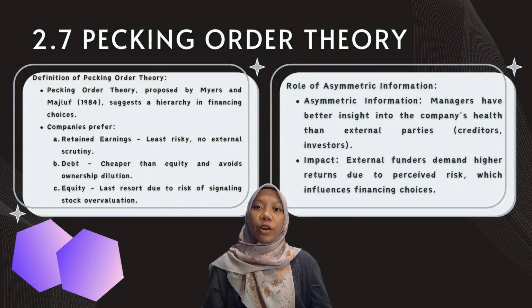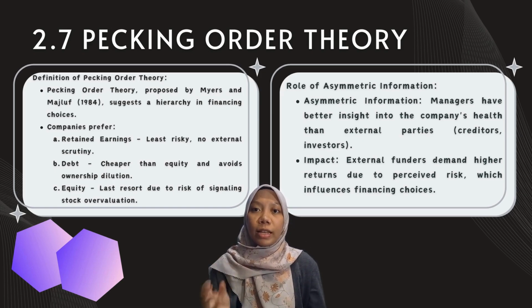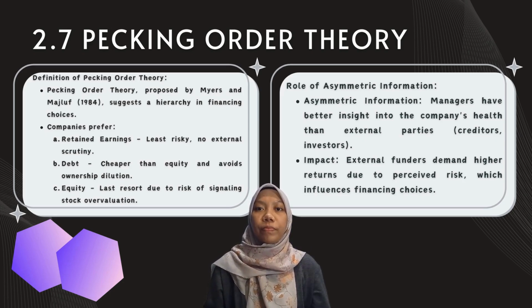Now, let's move on to the pecking order theory. This theory, developed by Myers and Majluf in 1984, suggests that companies prefer certain financing options over others in a specific order. According to this theory, companies first try to fund their investment with retained earnings, then with debt, and only as a last resort with equity.